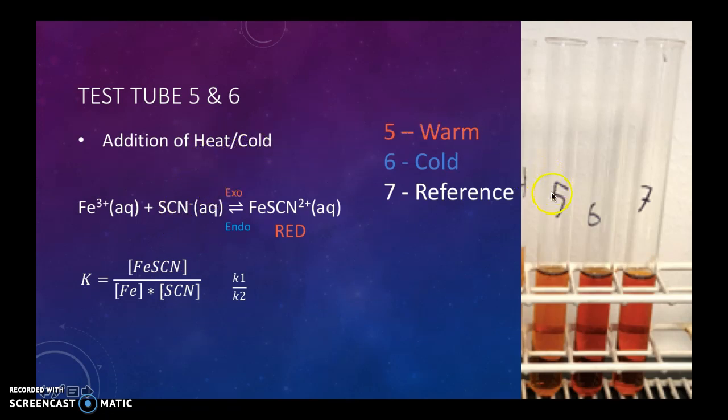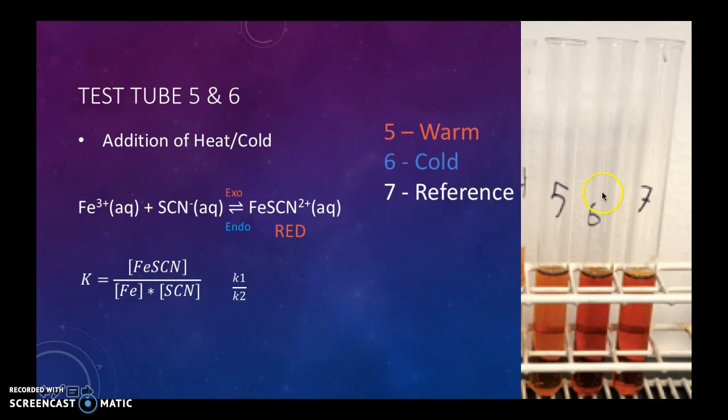Test tubes 5 and 6, we added heat and cold. If we look at test tube 5, you can see there's a lighter color than our tube of reference here. We now know that this means the product has been broken down. Since we've warmed up the tube, we can know that it's endothermic, because according to Le Chatelier's principle, it would do the opposite of what the stress was. The stress was heating, so the system would try to decrease the heat by favoring the endothermic reaction, which is the reaction towards the left. So the red product has been broken down, which gives us a lesser red color.